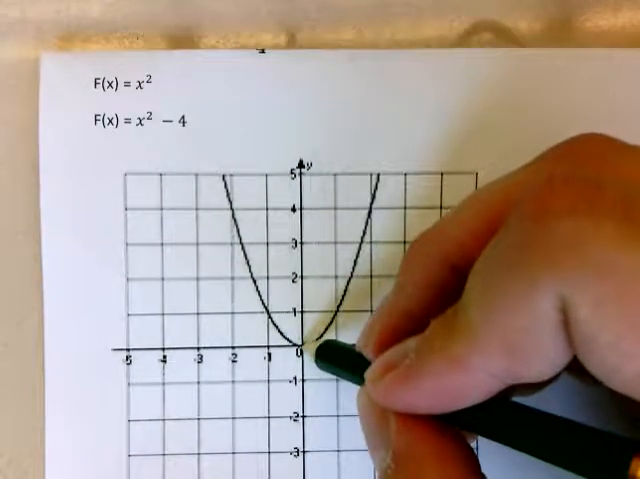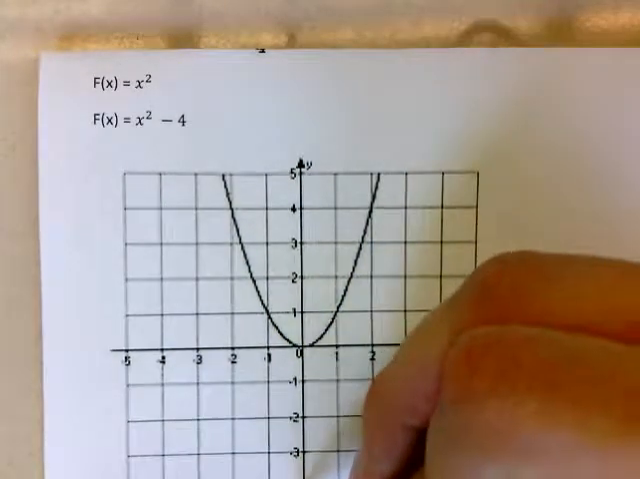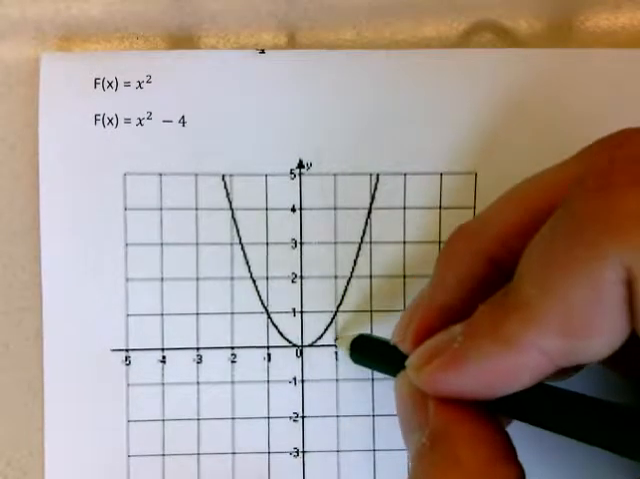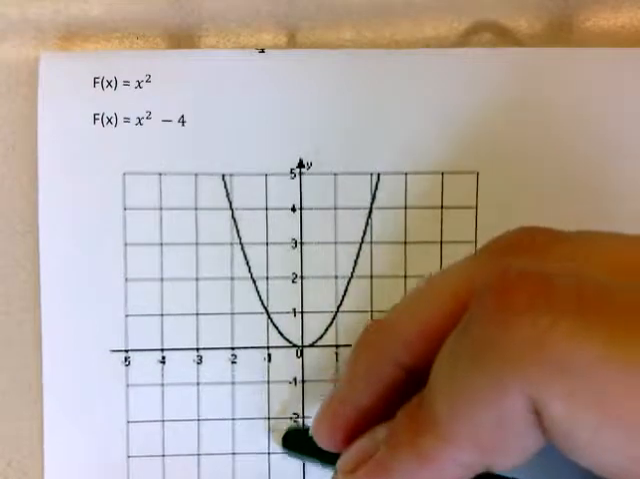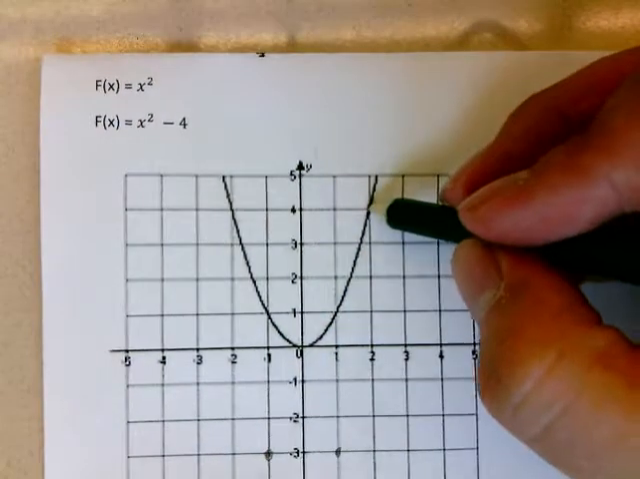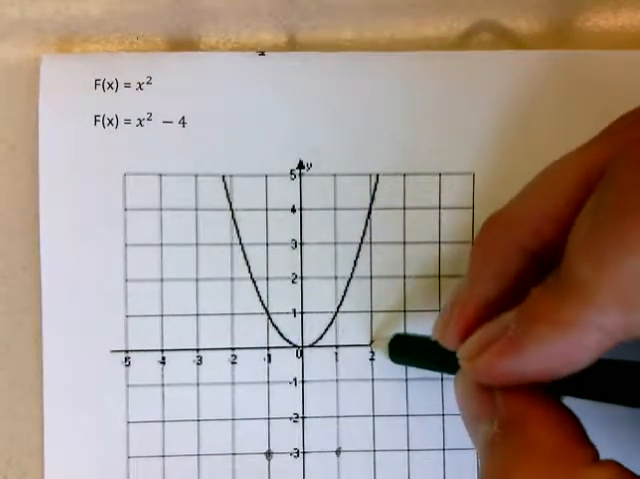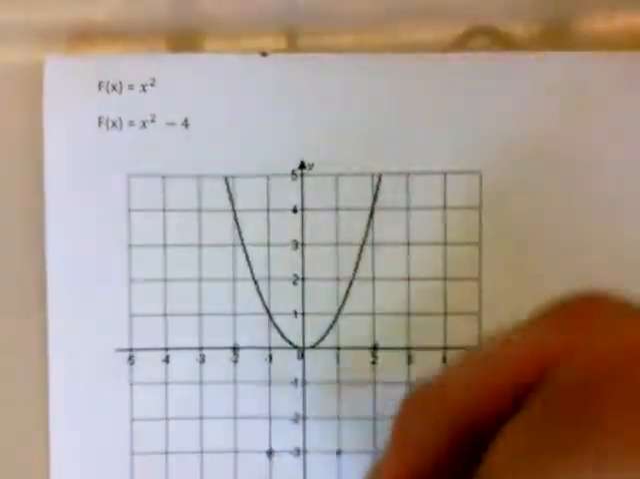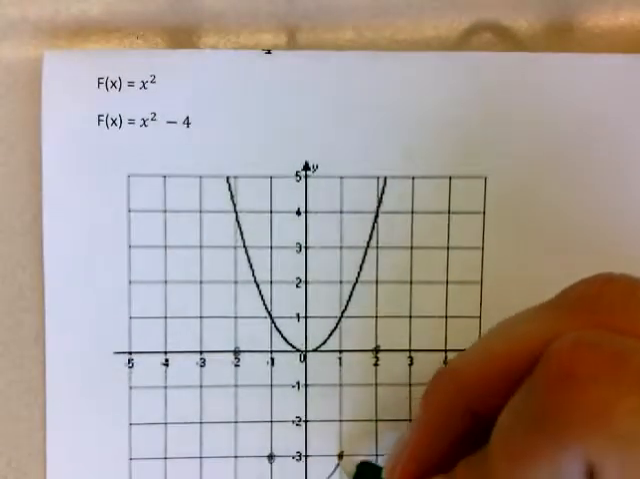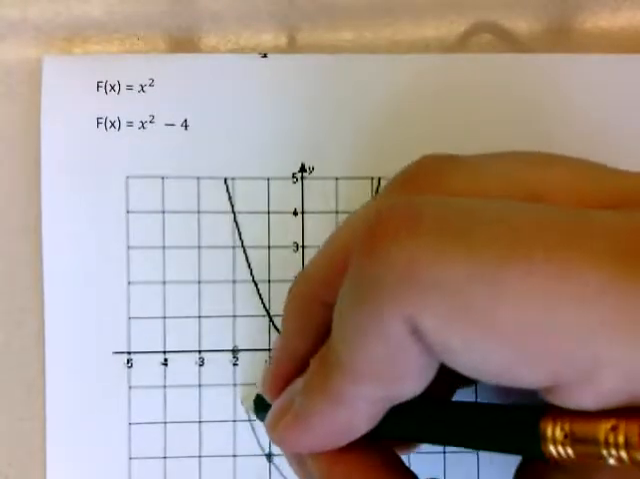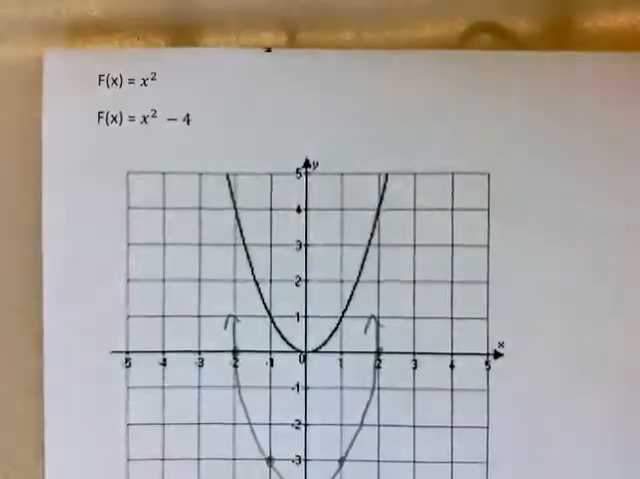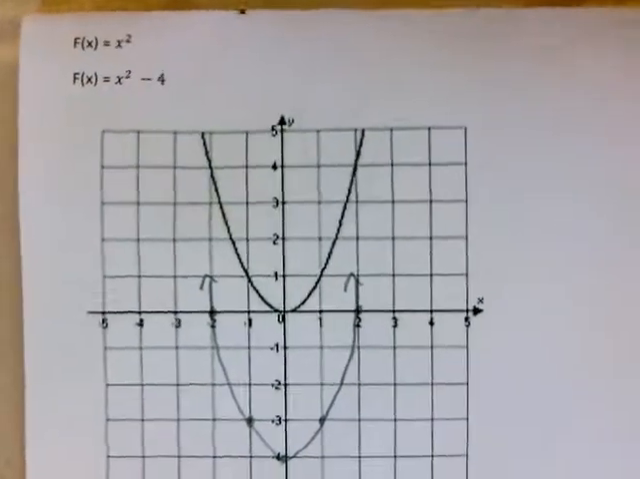So this point right here goes down 1, 2, 3, 4. This point goes down 1, 2, 3, 4. This goes down 1, 2, 3, 4. Then we have a new parabola with a vertical shift. That's a vertical shift, so you're moving it up or down.